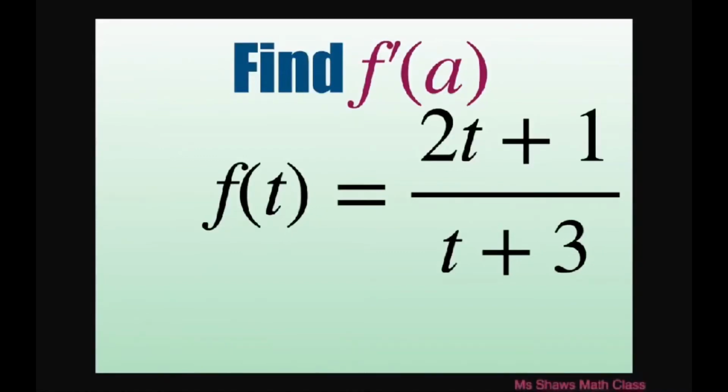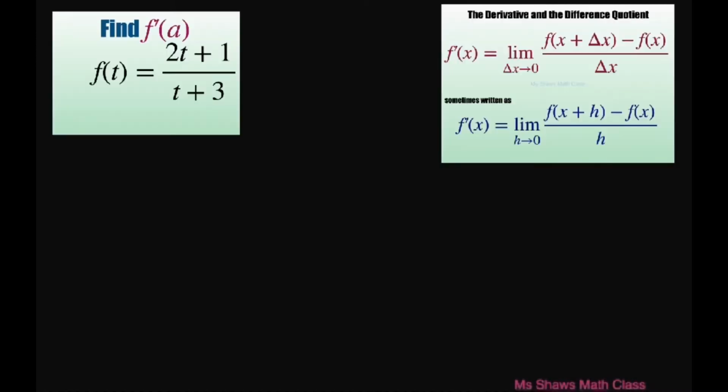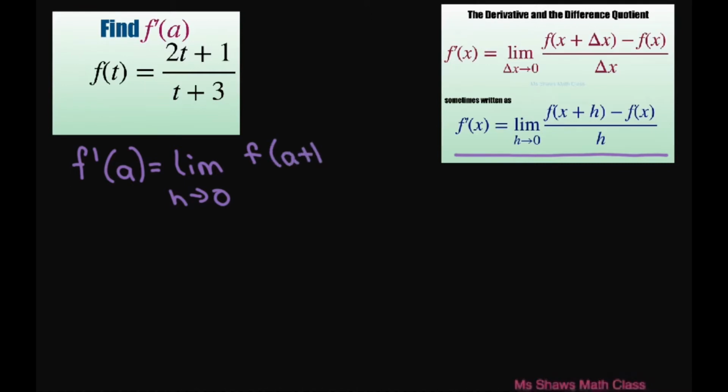Hi everyone, we're going to find f prime of a for f of t equals (2t plus 1) divided by (t plus 3). So basically we're using the difference quotient given here, except with x we have a. So our f prime of a just equals the limit as h approaches 0 of [f of (a plus h) minus f of a] divided by h. So we're going to look at this part first.